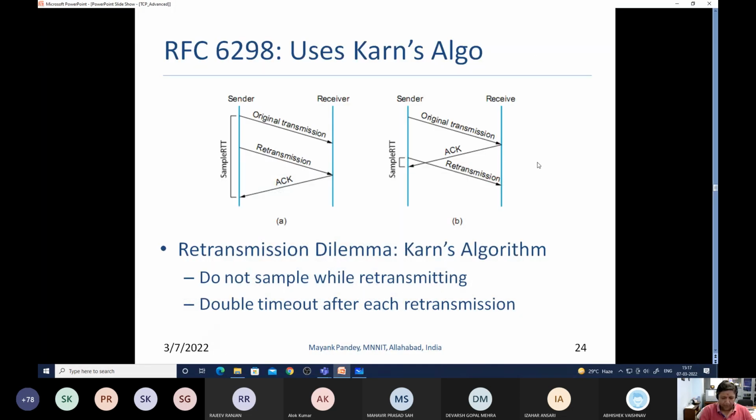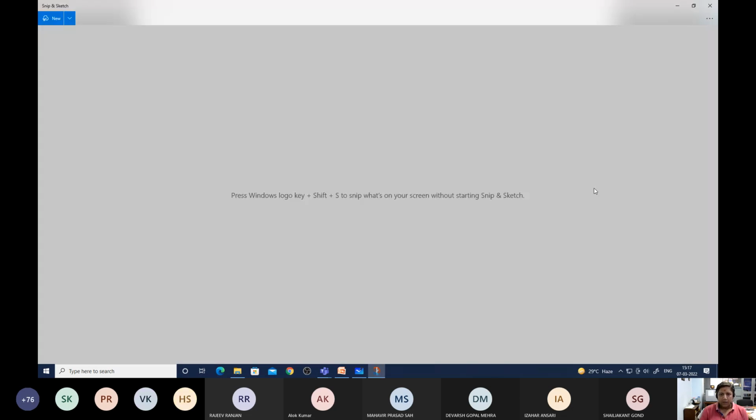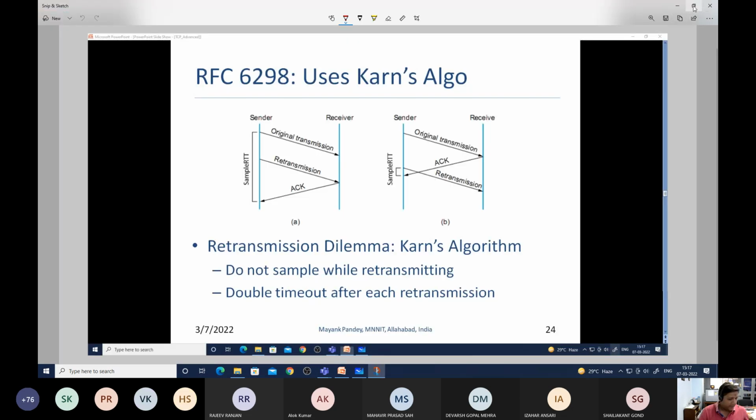Okay, now if you see this slide and if you visualize, you'll find a very interesting thing happening. Is there anybody who can explain to me what's the dilemma we are talking about here? Now, what is happening? So this is the original transmission. Fine.